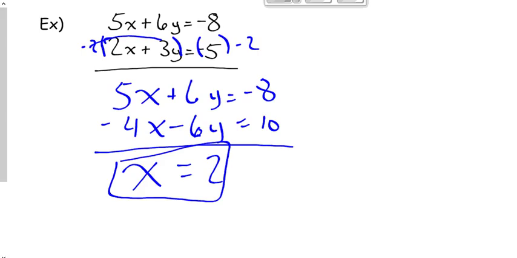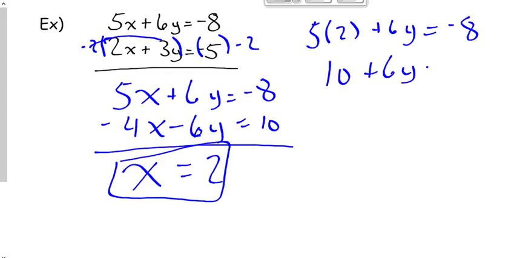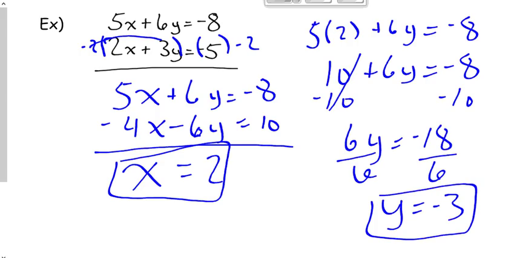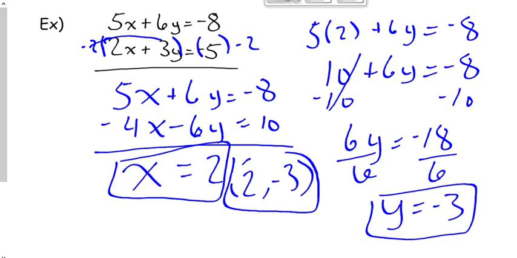And then to figure out what y is, let me just plug x in. I'm going to choose the top equation. So I've got 5 times 2 plus 6y equals negative 8. 10 plus 6y equals negative 8. Subtract 10, subtract 10. 6y equals negative 18. If I divide by 6 on both sides, I've got that y equals negative 3. So there's my xy solution, my ordered pair. Again, if you want to write that as an ordered pair, 2 comma negative 3 in parentheses works as well.